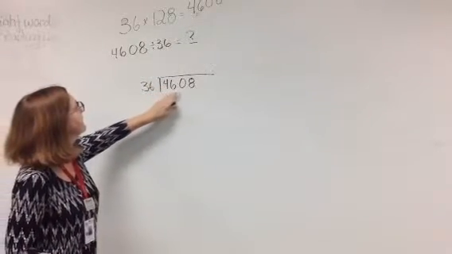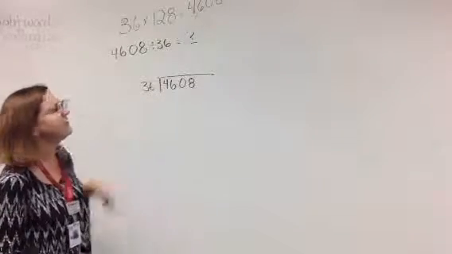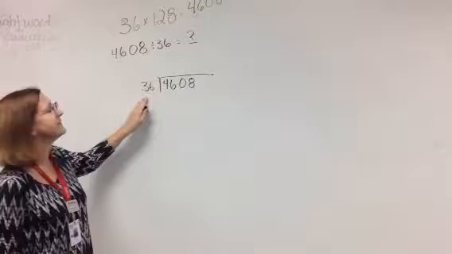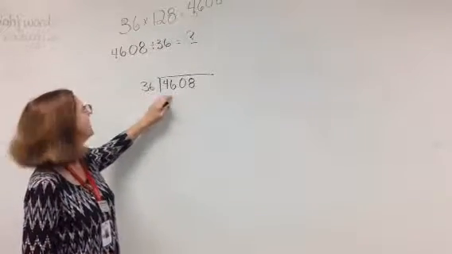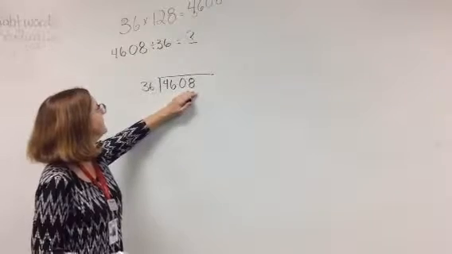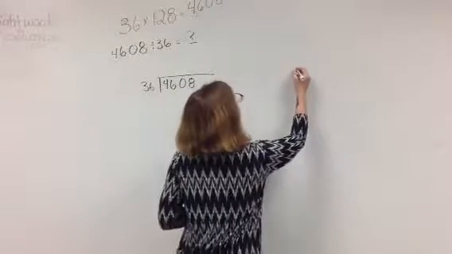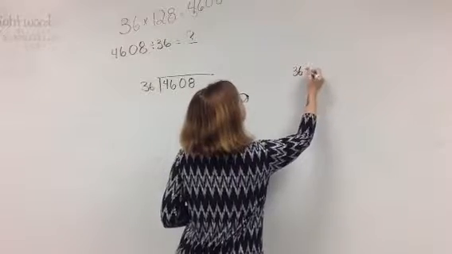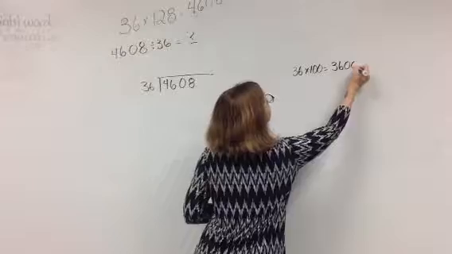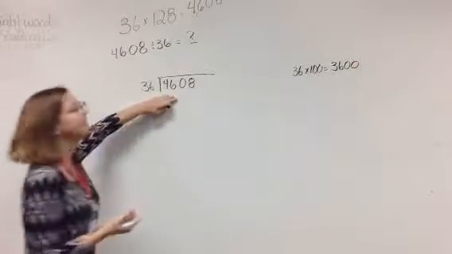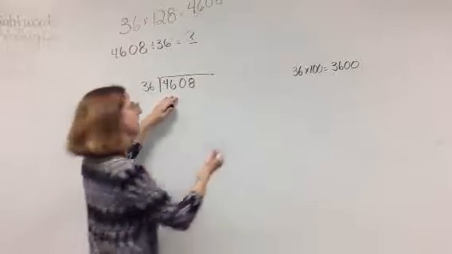36 goes into 4,608. I'm going to start off by multiplying 36 times 100 because I know that my dividend is in the thousands place, greater than 1,000. So 36 times 100 is 3,600. And that is less than 4,608, so I know I'm on the right track.